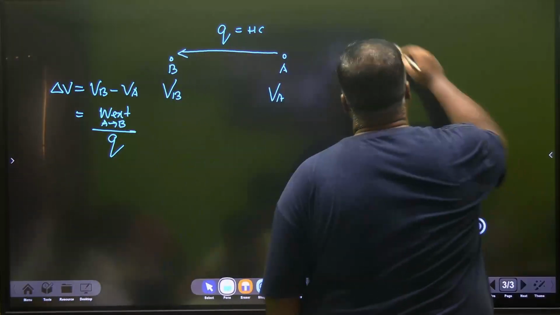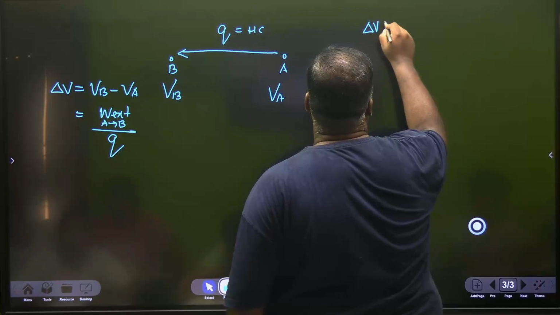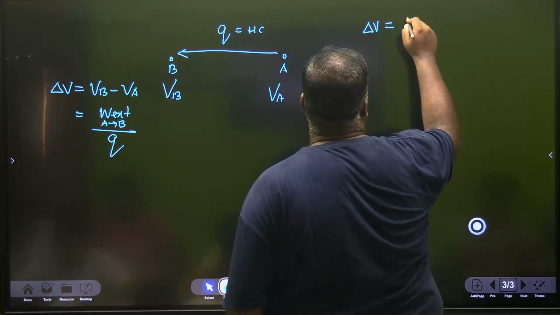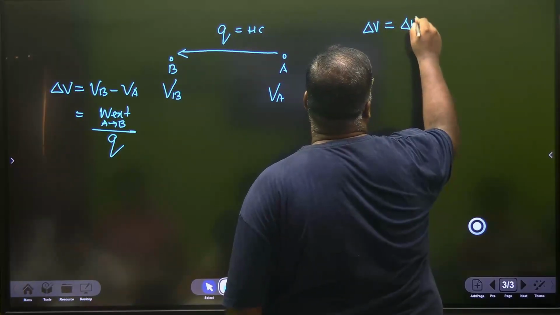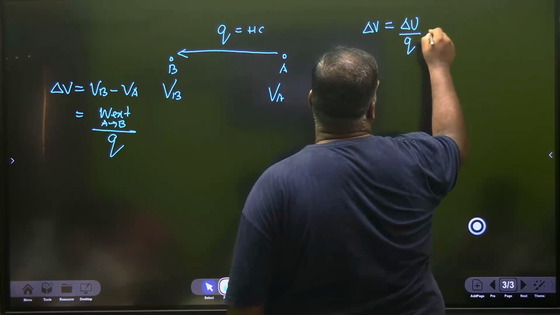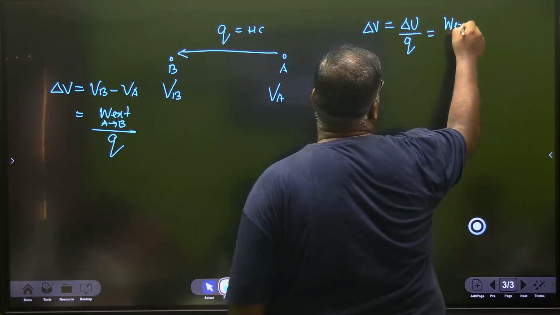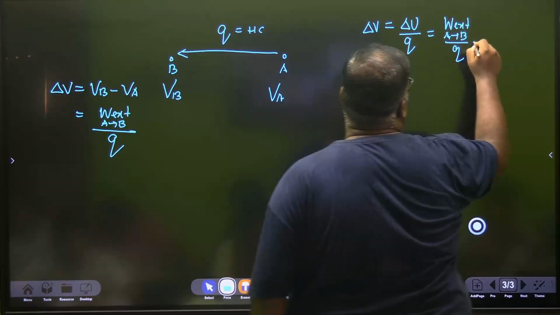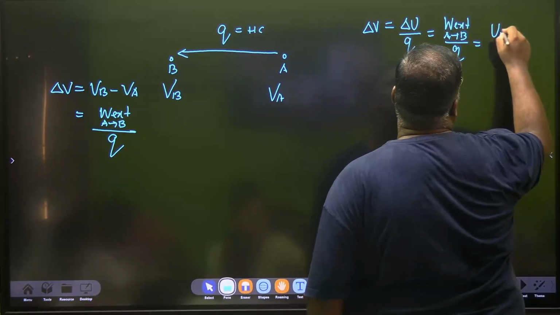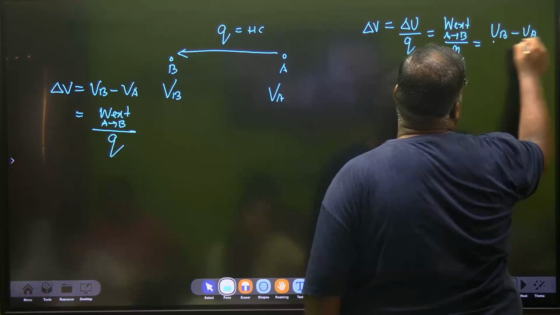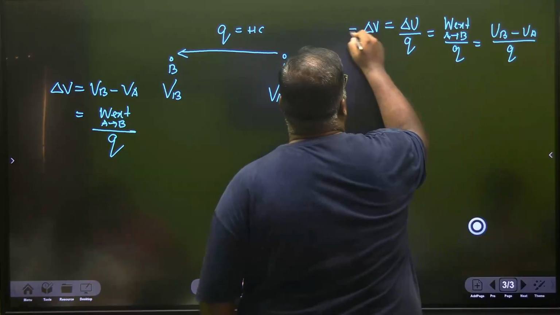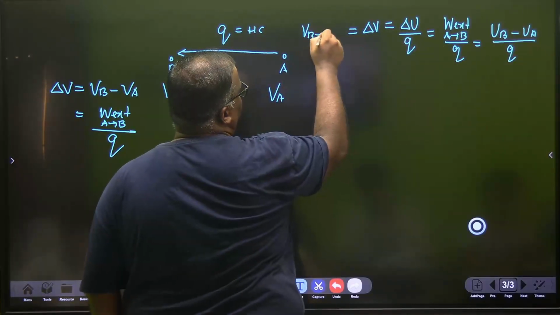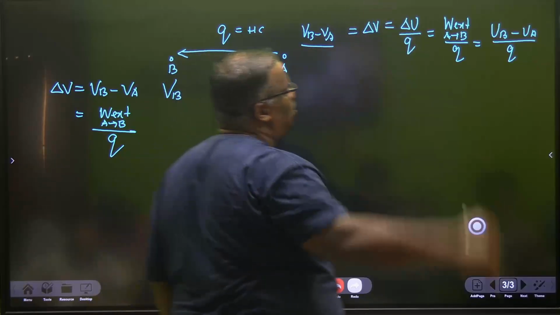So in other sense, you can write like this also. Delta V is equal to delta U divided by Q. What is delta U? W external from A to B divided by Q. What is delta U? UB minus UA divided by Q. What is delta V? VB minus VA. Potential difference between 2 points.